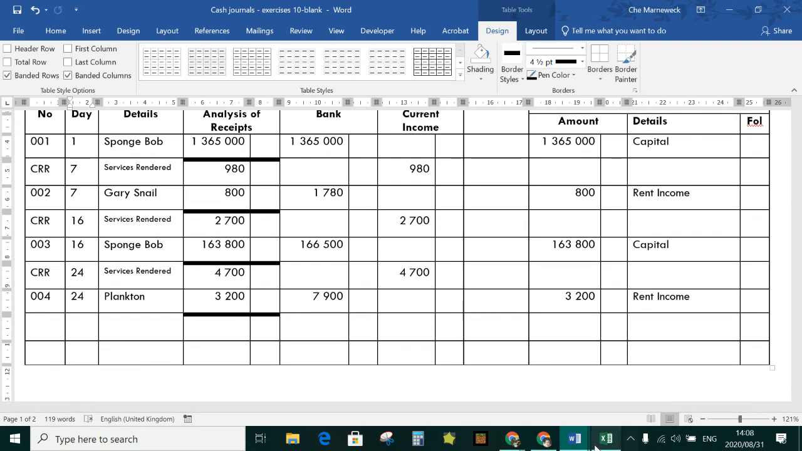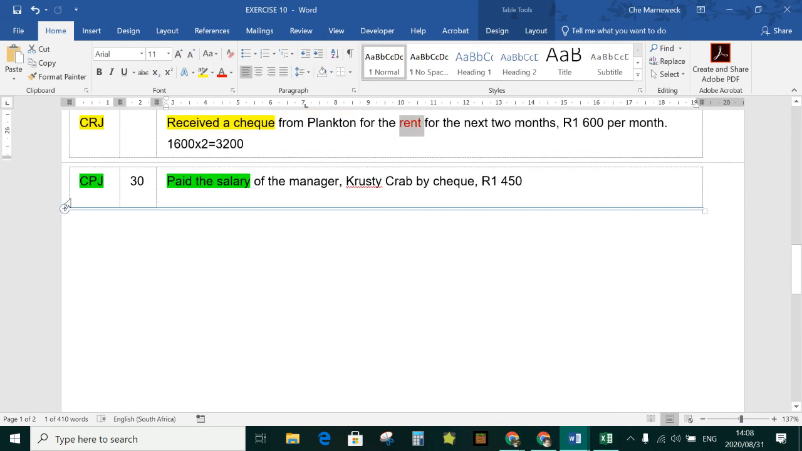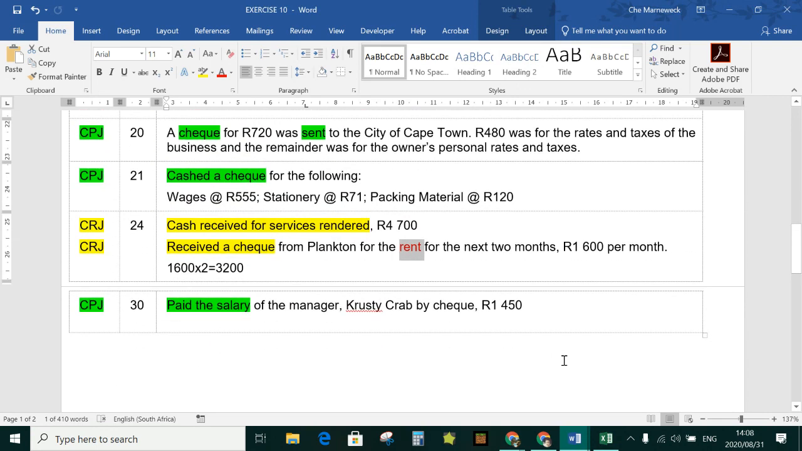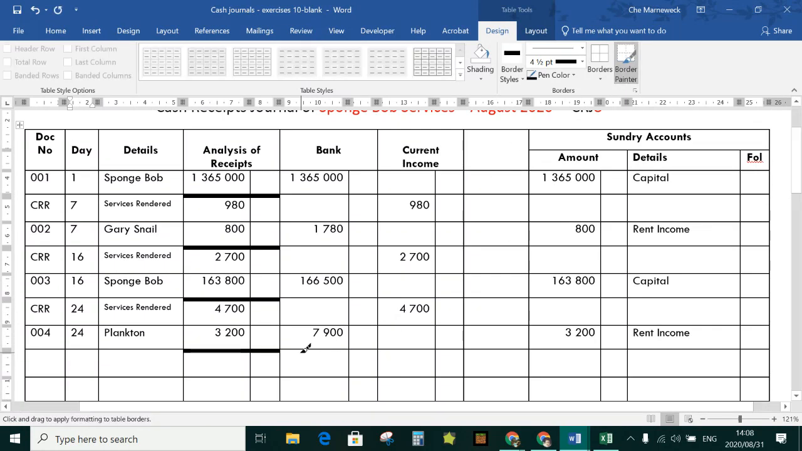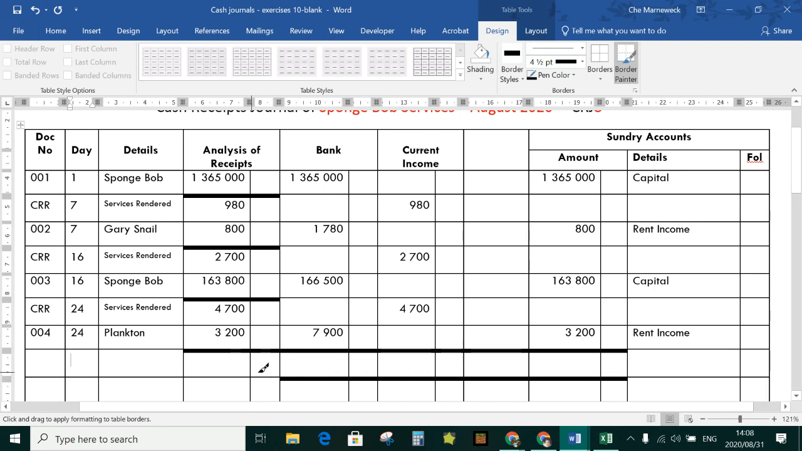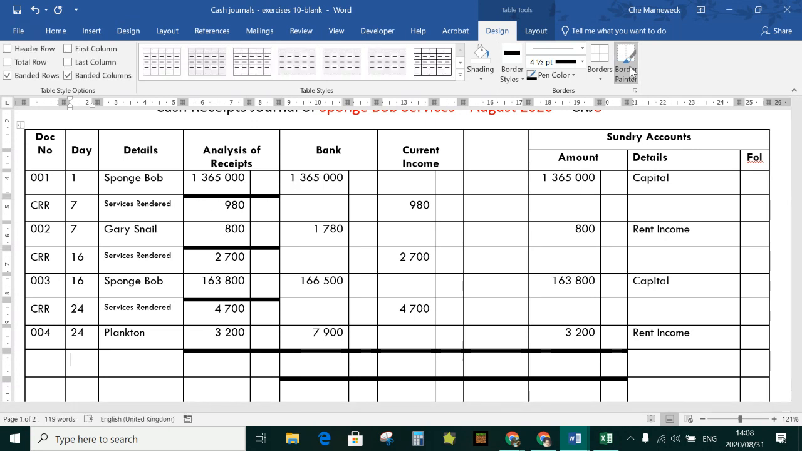Then it's the end of the month. Don't think there are any more CRJ transactions. No, they're not. So we need to add up all the values in our columns. So we get out our ruler. We underline from bank to sundry, above and below our total lines. We do not total analysis of receipts. We only underline at the end of each day for total analysis of receipts. Those values are deposited into our bank account, so we only add from bank all the way to sundry.